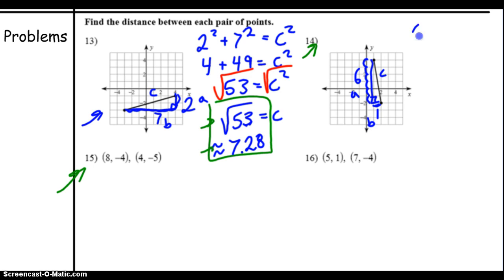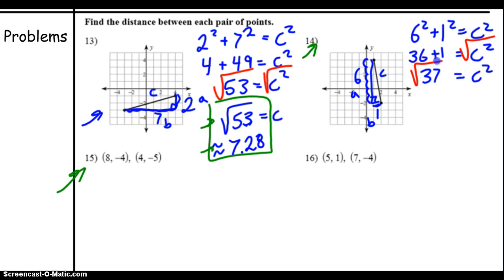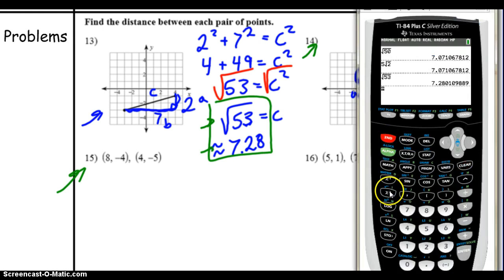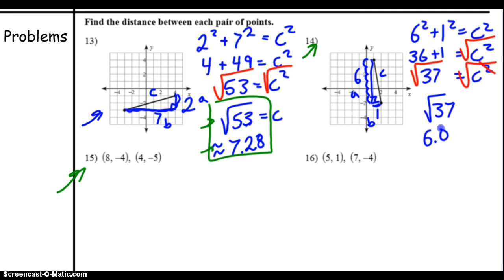So this is going to be 6 squared plus 1 squared equals C squared. 6 squared is 36. 1 squared is 1. Oh, sorry, I haven't added them together. 37 equals C squared. And we take the square root of both sides. And the square root of 37, well, 37 is also prime. There are no perfect squares that factor into it. 4, 9, 16, nothing. So either your answer will be the square root of 37, or you could put it in a calculator. And the square root of 37 is 6.08. So depending on the context, either of these could be your answer.